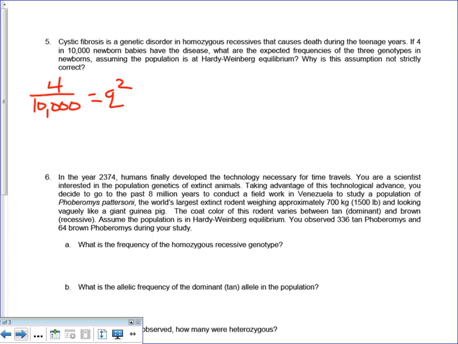What are the expected frequencies of the three genotypes of newborns? Assuming the population is at Hardy-Weinberg equilibrium, which means there's no change currently going on. Why is the assumption not strictly correct? We'll come back to that one in a second. So if I take 4 divided by 10,000, I don't want to do that. Too many decimals. How much?